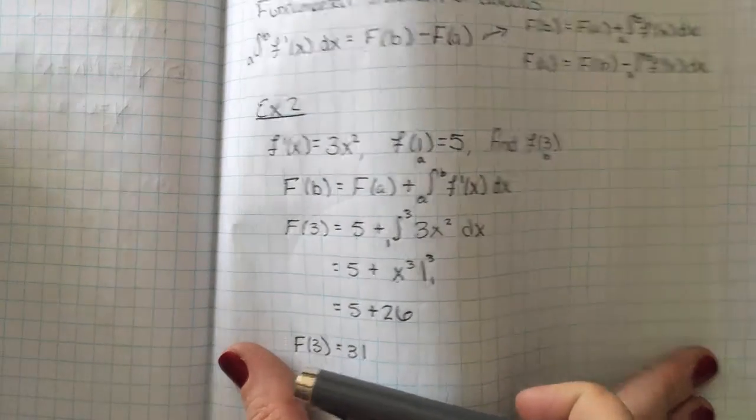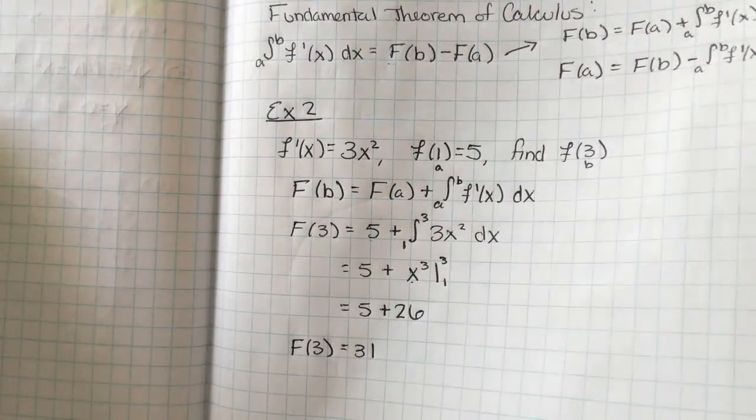Alright, so let's try it with a different problem. Similar, but a little different. So example 3, and then we'll move on to the pictures. So, f prime of x is equal to 3x squared. Let's say f of 1 again is 5. I want to know, find f of negative 2.